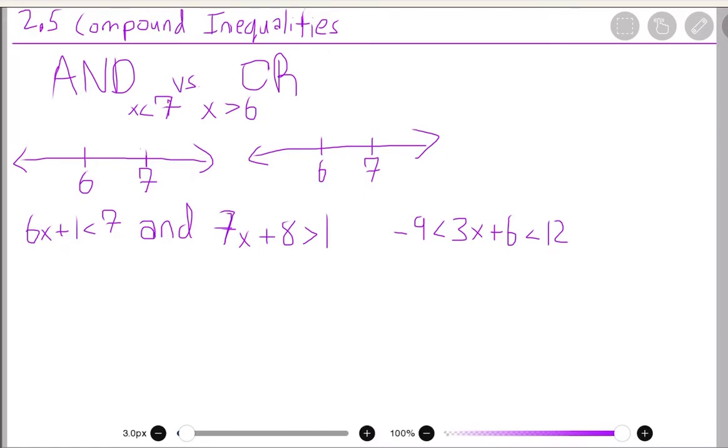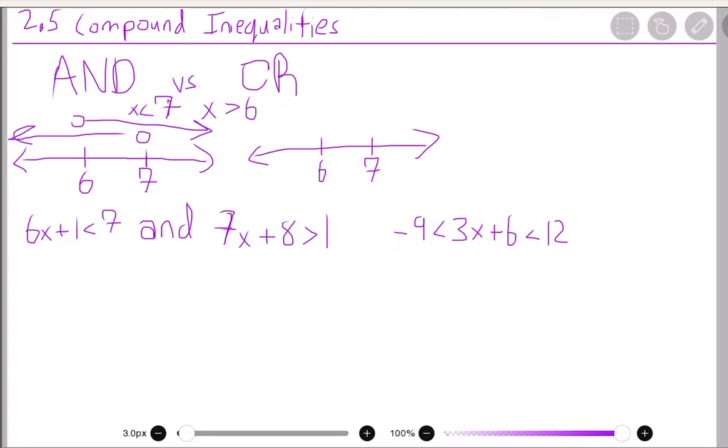Looking at this example here, x is less than 7 and x is greater than 6. If we were to plot this on the number line, we would get x is less than 7 here and x is greater than 6. Since this is "and," we're looking for where both of the lines overlap, and that would be between 6 and 7. So the answer would be 6 is less than x is less than 7.